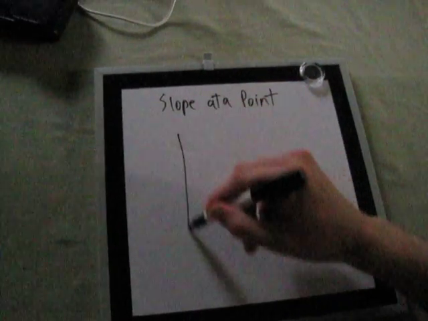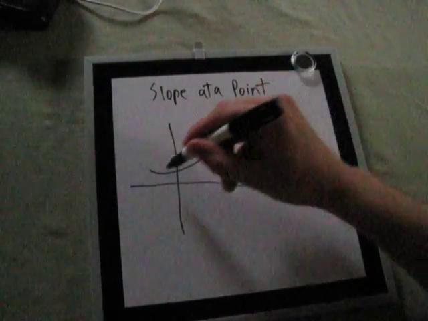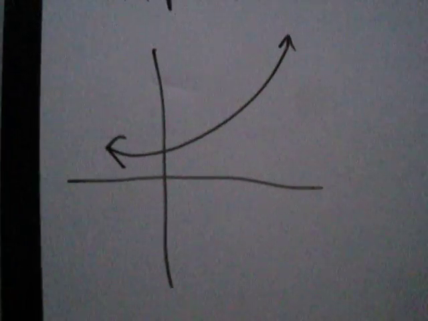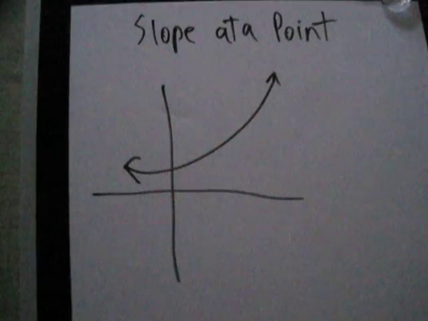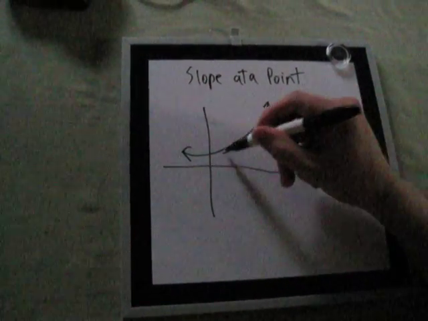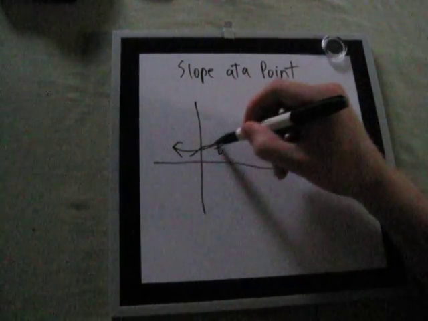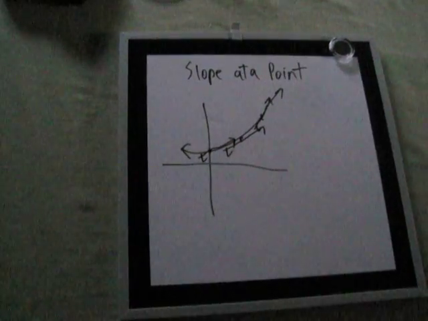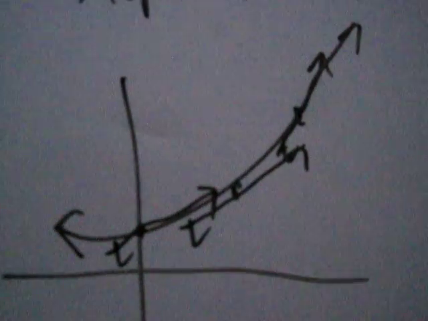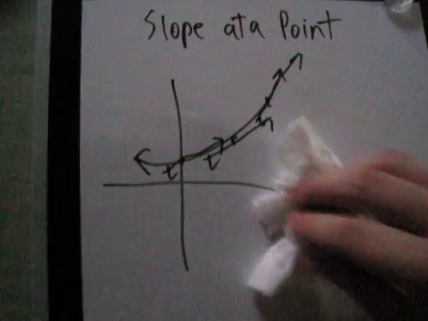Right here, this graph of an exponential function has a positive slope for all values of x, because as you can see, if we put a tangent line to the function, the line touching the function at one point is always going to have a positive slope. They aren't drawn very well, I apologize for that, but you get the idea. The function is increasing for all values of x.